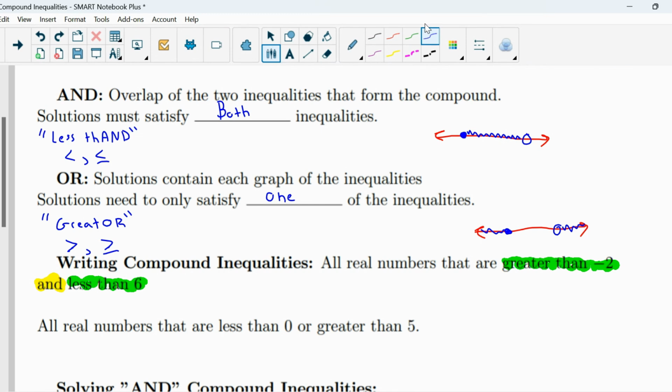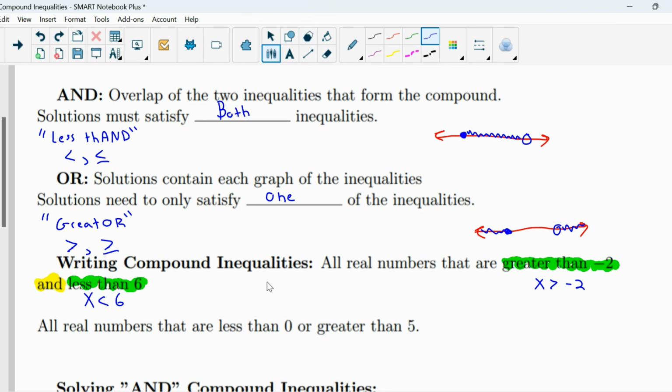So let's go ahead and write our inequalities. I'm going to start by writing each of these separate. All real numbers indicating just our variable. So our variable, which we can call x, is greater than -2. We can write that part. Then let's write the other part separately. X is less than 6.